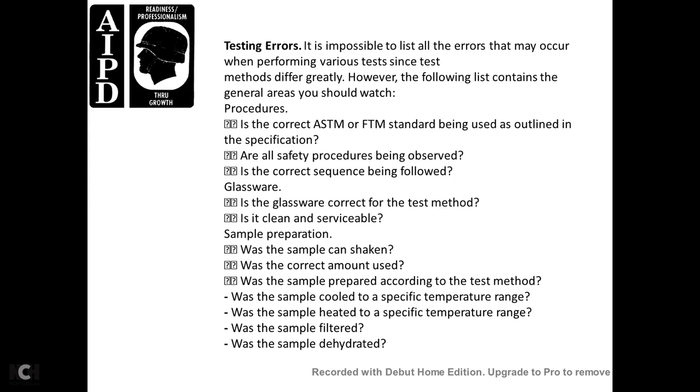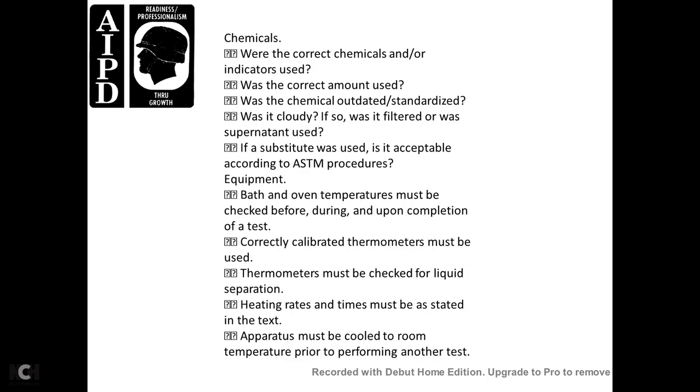Was the sample cooled to a specific temperature? Was the sample heated to a specific temperature? Was the sample filtered? Was the sample dehydrated? Chemicals: were the correct chemicals and/or indicators used? Were the correct amounts used? Were the chemicals outdated? Were they standardized? Was the quality correct? Was it filtered, or was a substitute used, and is it acceptable according to the ASTM procedures? Equipment: bath and oven temperatures must be checked before, during, and upon completion of the test.